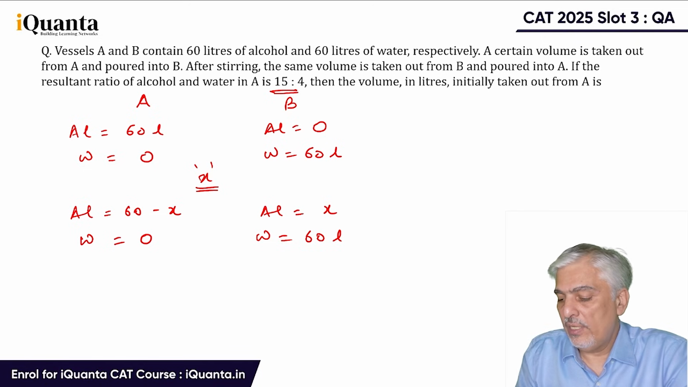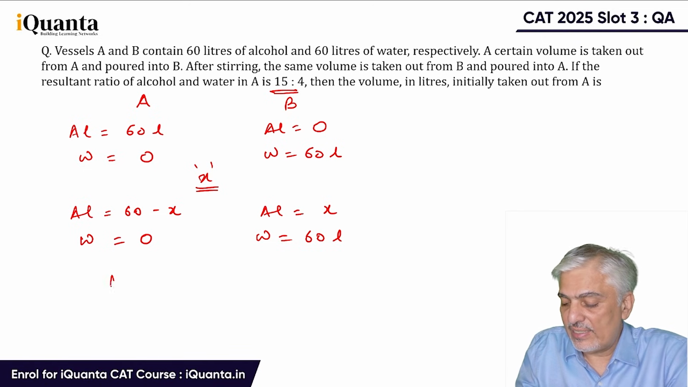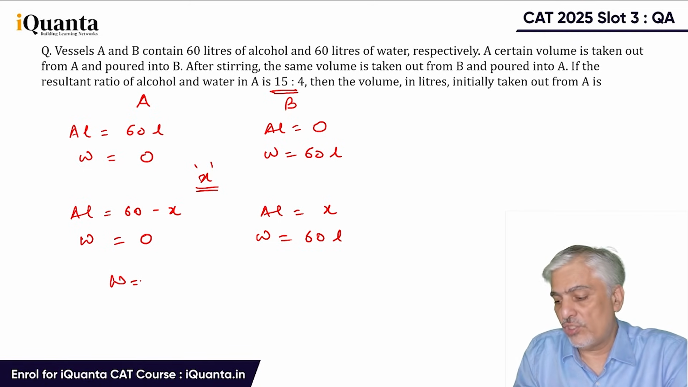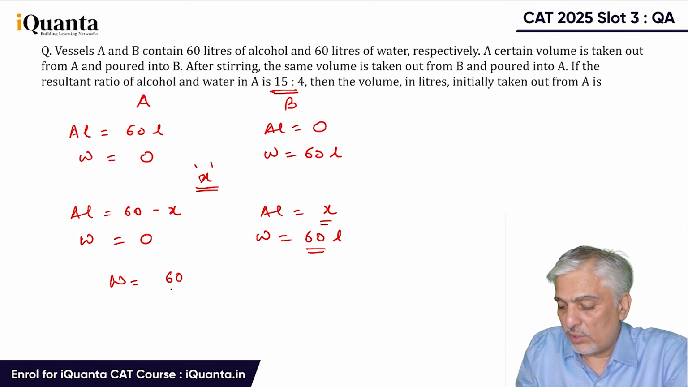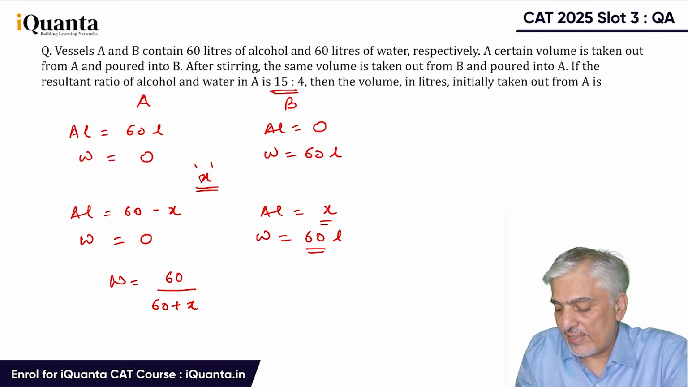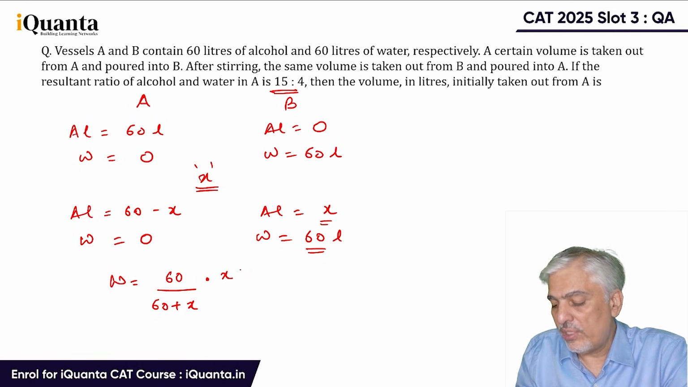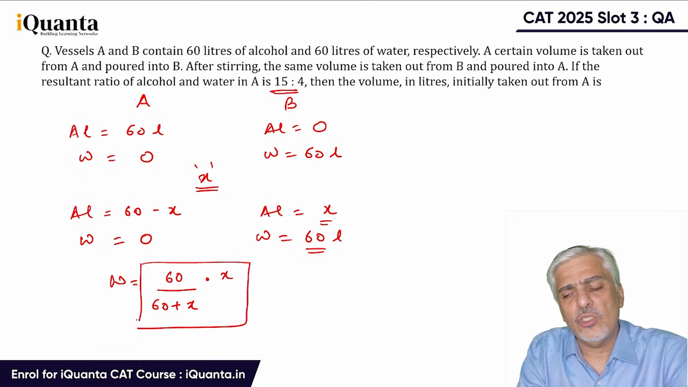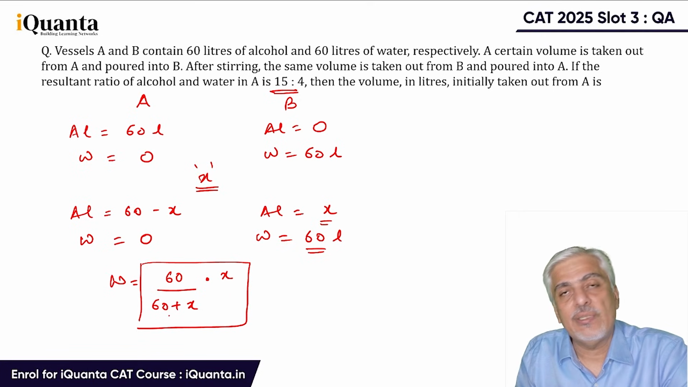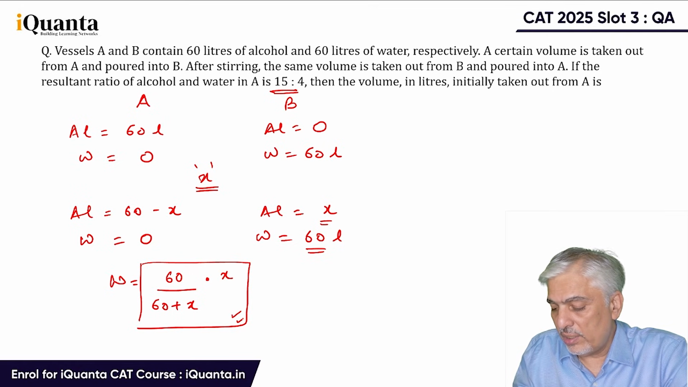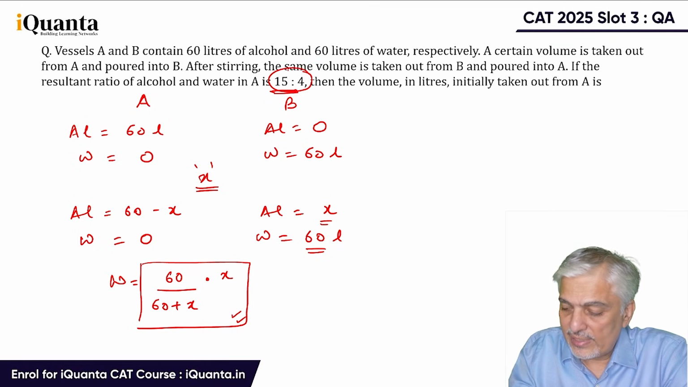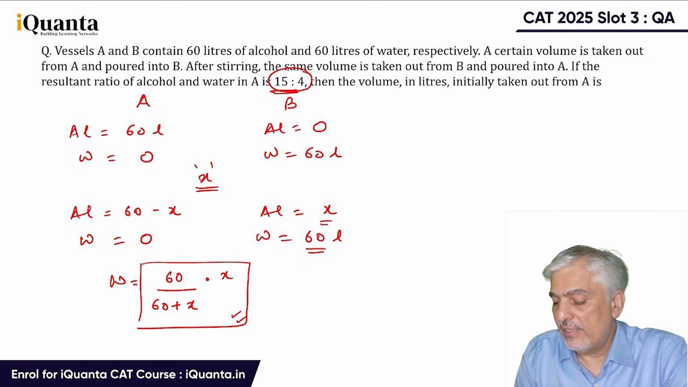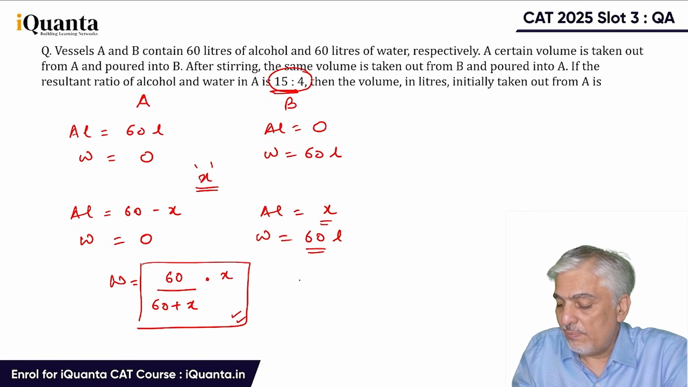Pay attention carefully. How much water will be transferred in the second transaction? Water is 60, alcohol is X. So the ratio of water is 60 upon 60 plus X out of X, because you're going to transfer X. So this is the amount of water which I will transfer from B to A. There will be alcohol also transferred, but water will be 60 upon 60 plus X into X. And this water makes 4 parts out of a total of 19 parts. So hence the amount of water in vessel B will be 4 by 19 of 60.